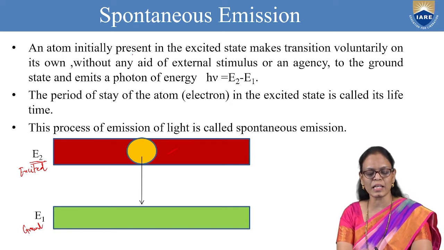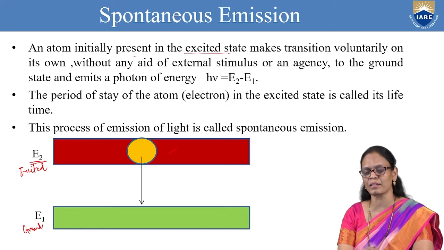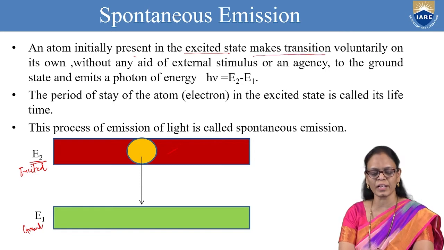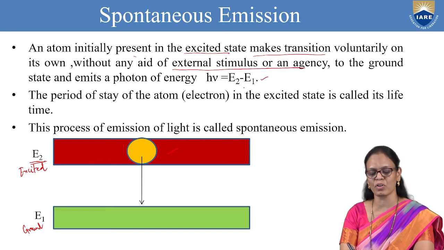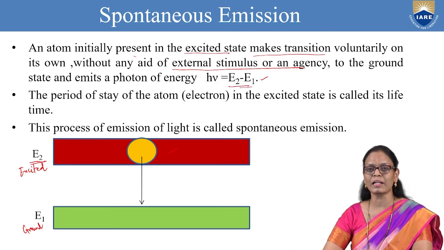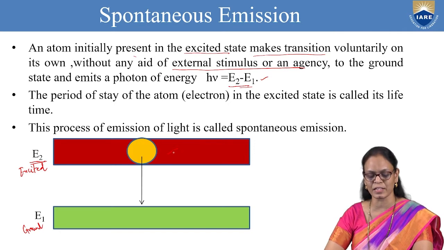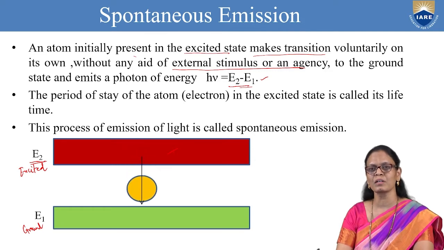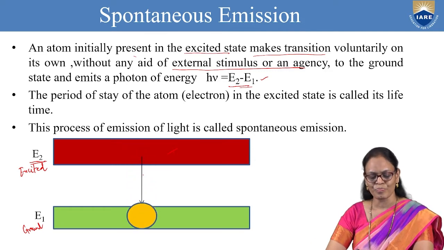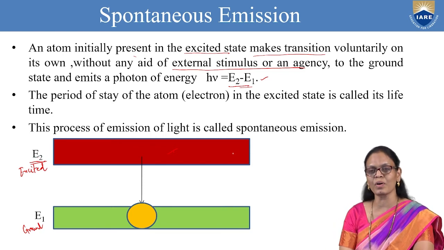The atom which is initially present in the excited state makes a transition voluntarily, on its own, without the aid of an external stimulus, to the ground state and emits a photon of energy E2 minus E1. So the atom in the excited state, having energy E2, without any stimulus, on its own, comes to the ground state. How is it coming to the ground state? Now, this is energy E2. It is having more energy here.